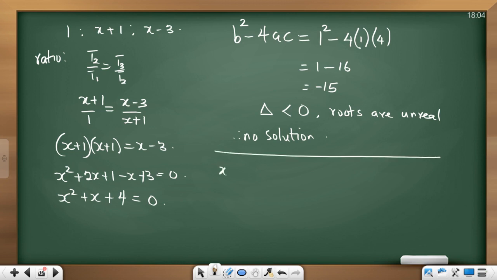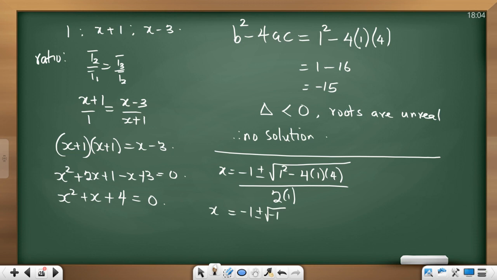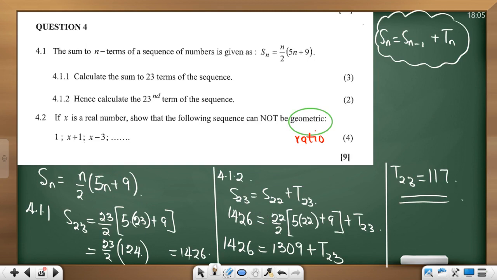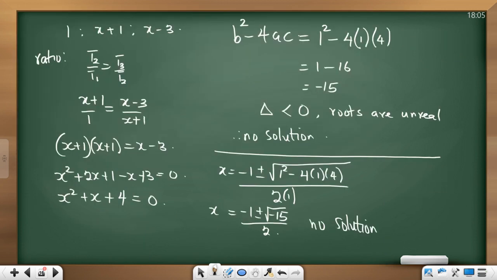Or you can use your quadratic. We're talking about presentation now. Minus 1 plus or minus square root of 1 squared minus 4, 1 into bracket 4 over 2a. All right. And you're going to have minus 1 plus or minus square root of negative 15 over 2, which means no real solution. So don't be scared in an exam. What you can do is to confirm using your nature of roots. And we spoke about that today as well. All right, so we have proven that it cannot be geometric because x has no solution. Great.